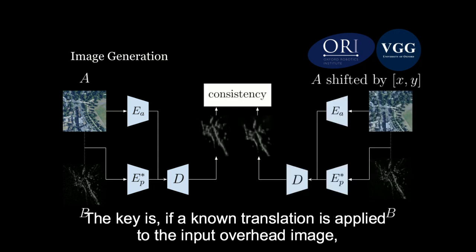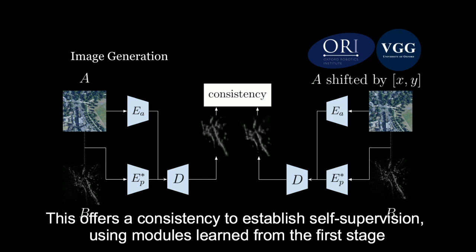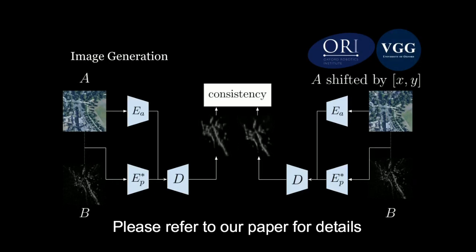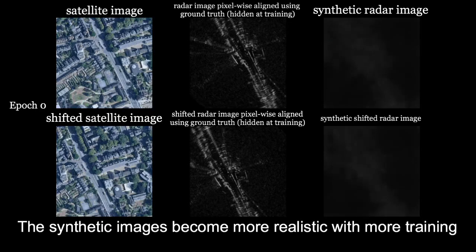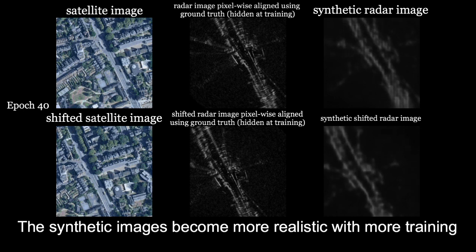The key is, if a known translation is applied to the input overhead image, the same translation will apply on the output synthetic image. This offers a consistency to establish self-supervision using modules learned from the first stage. Please refer to our paper for details. The synthetic images become more realistic with more training.